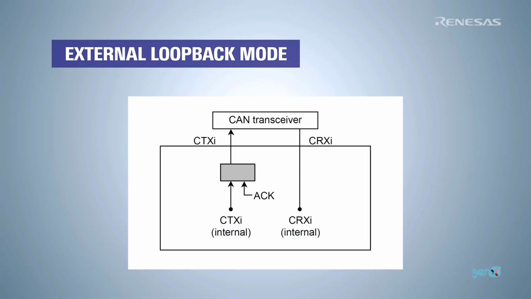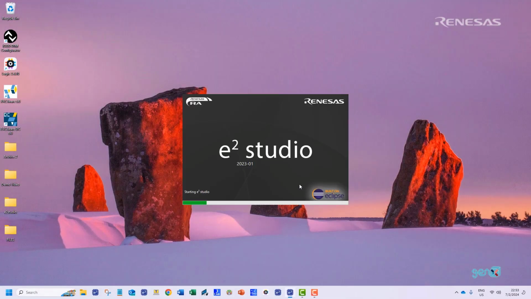This implementation is called external loopback mode, which is a test mode for the CAN peripheral. During this process, data is transmitted to the CAN transceiver and is received back into the CAN unit of the microcontroller. We will now proceed to build the project.